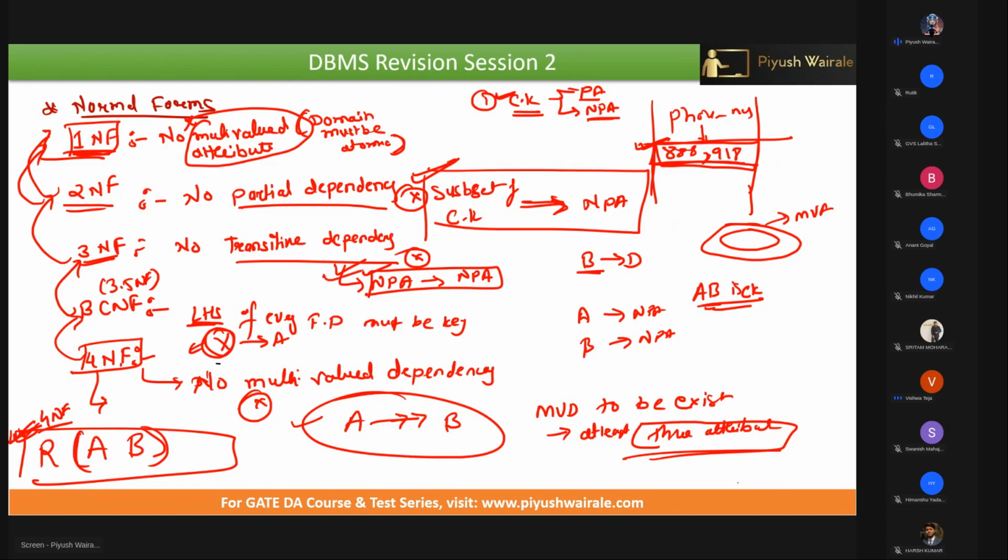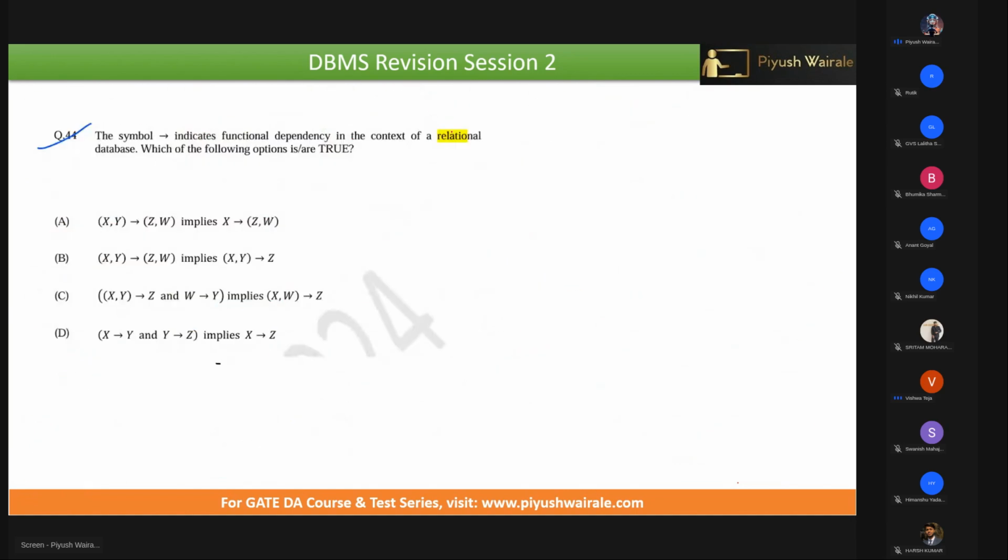NPA determining NPA is transitive dependency. For BCNF, the left hand side of every FD must be a key. For 4NF, no MVD. Okay, so just remember this particular condition. That's it. You can solve any question based on this. But the given thing is you should be able to find out CK, PA and NPA here. This is very important.